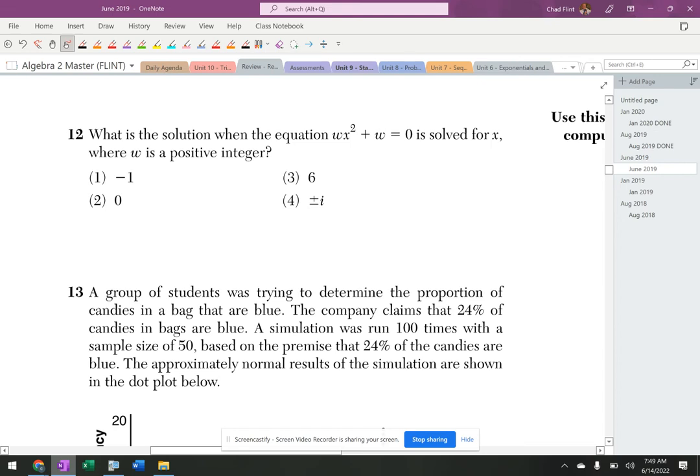What is the solution when the equation wx squared plus w is solved for x and w is a positive integer? All right, so goofy looking question here, but wx squared plus w equals 0. So I'm going to factor a w out.